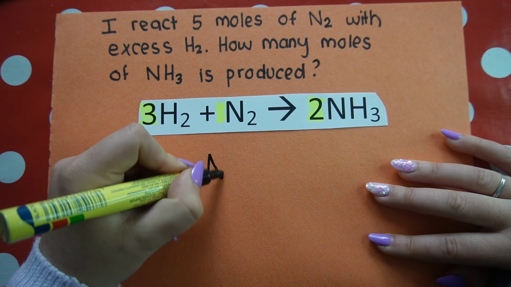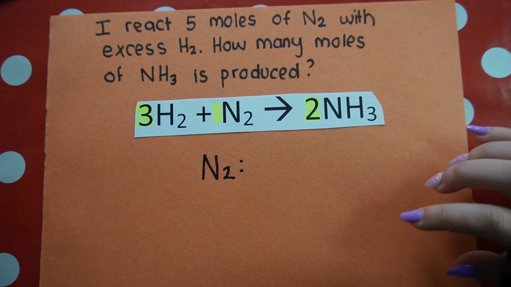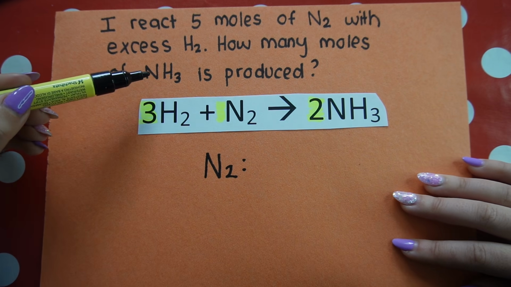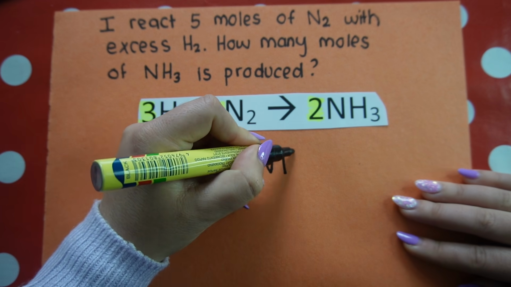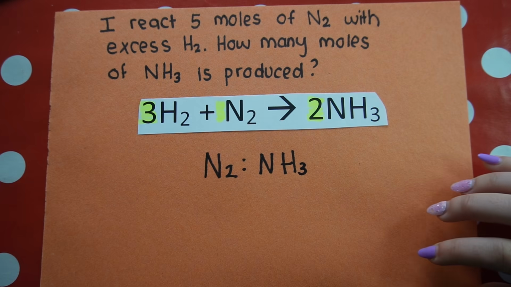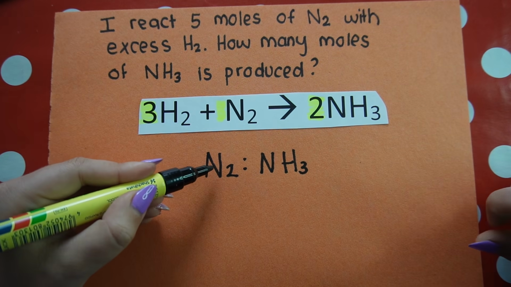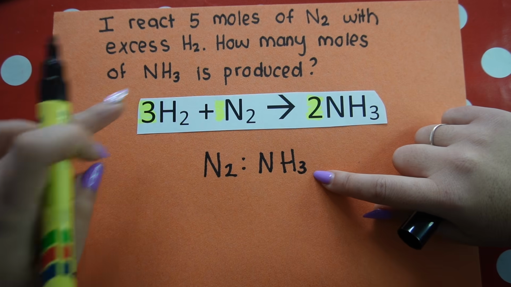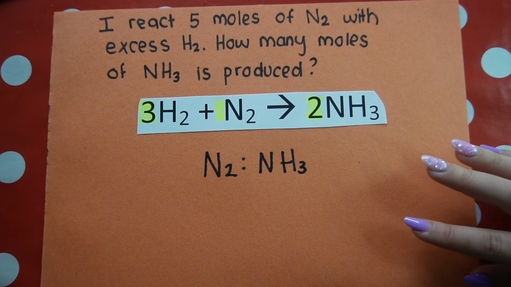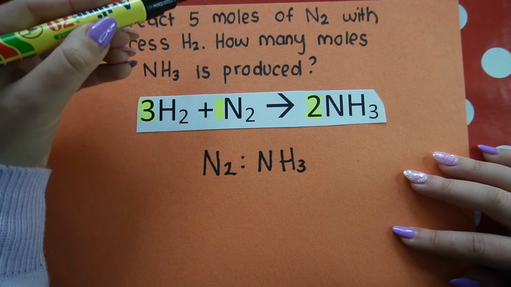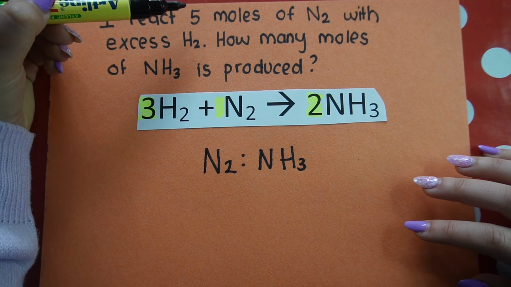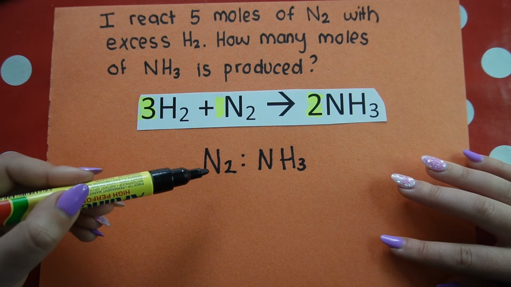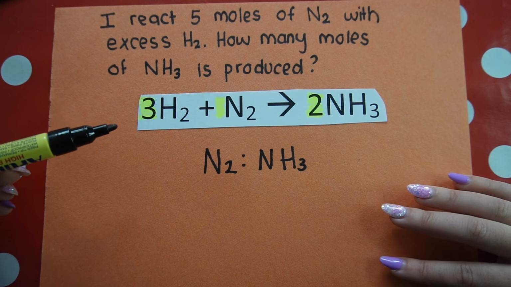We're going to use the information given. So they give me information about nitrogen, and they want to know how many moles of ammonia is produced. So we're going to use nitrogen and ammonia in a mole ratio. So what they give me information about in a ratio with what they are asking for. Now, they tell me that I react 5 moles, but before we jump the gun and make use of that given information, we always write down the mole ratio from the balanced equation.